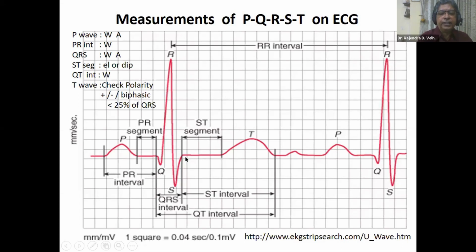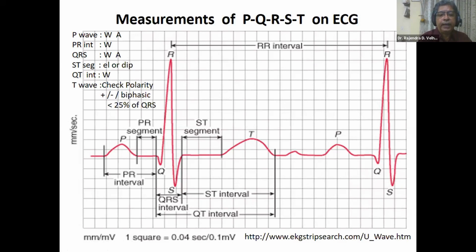Then there is an ST segment. ST segment starts with the end of the ventricular depolarization and the beginning of the ventricular repolarization. So this is an ST segment. This segment generally lies along the baseline, but it can move upward or downward. That is called elevation or depression, and that has to be studied. What are its implications and interpretation? We'll study again when we discuss further.